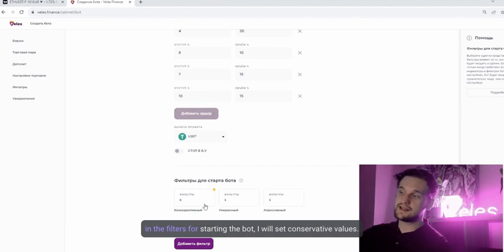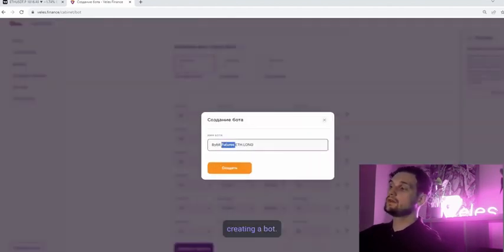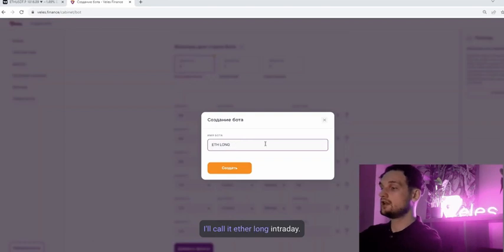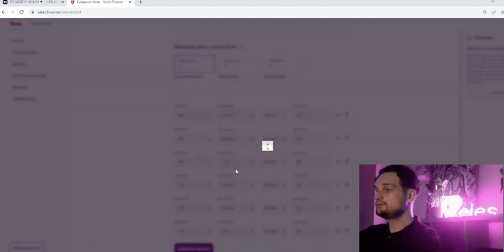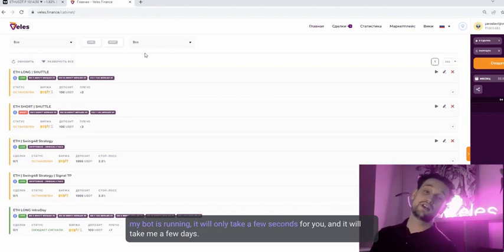In the filters for starting the bot, I will set conservative values. Creating a bot. I'll call it Ether Long Intraday. Launching. My bot is running. It will only take a few seconds for you, and it will take me a few days.